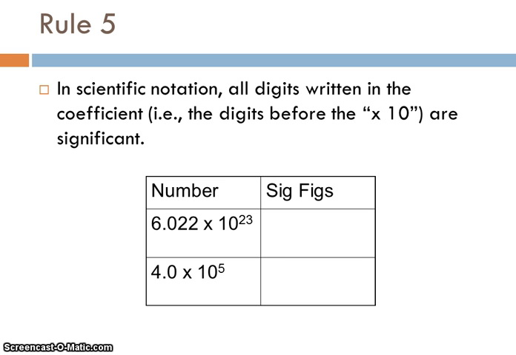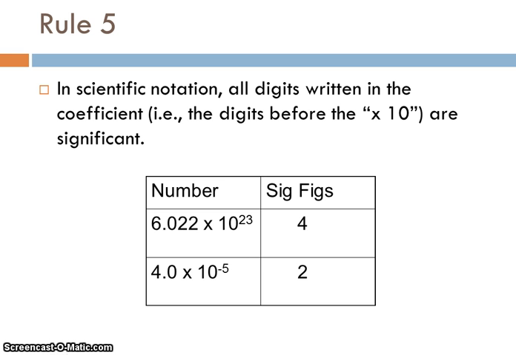All right, 6.022 times 10 to the 23rd. I have 4 digits in the coefficient, and therefore I have 4 significant figures. And 4.0 times 10 to the minus fifth. I've only got 2 digits before the x, and therefore I have 2 significant figures.